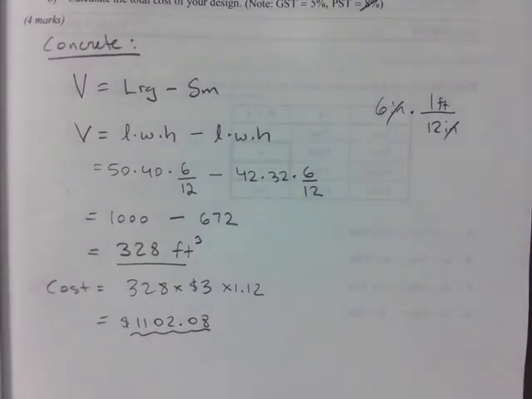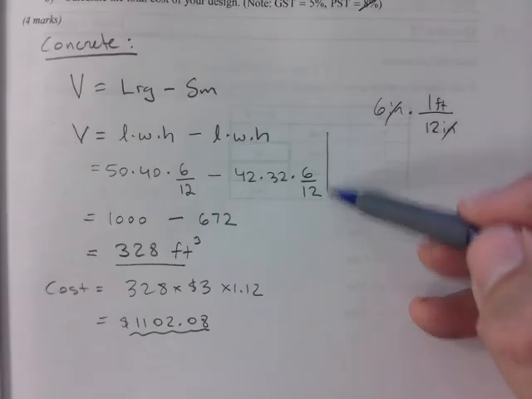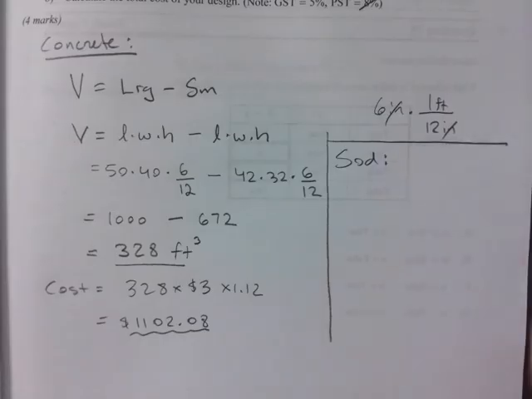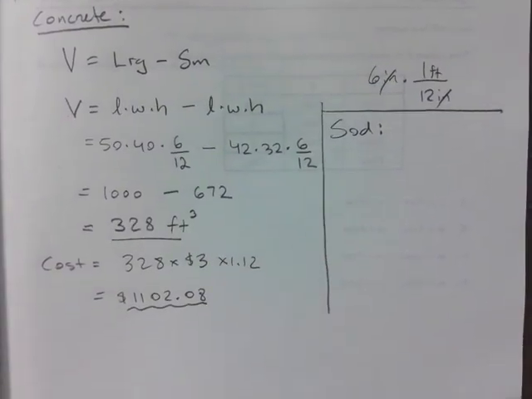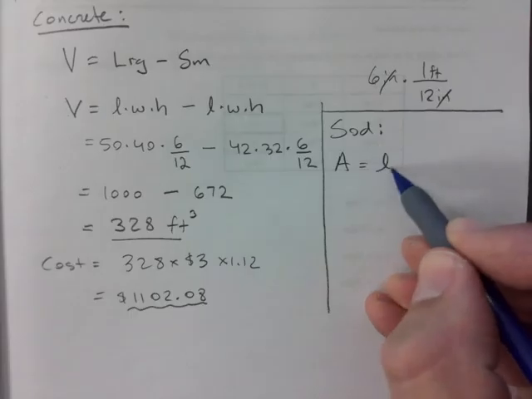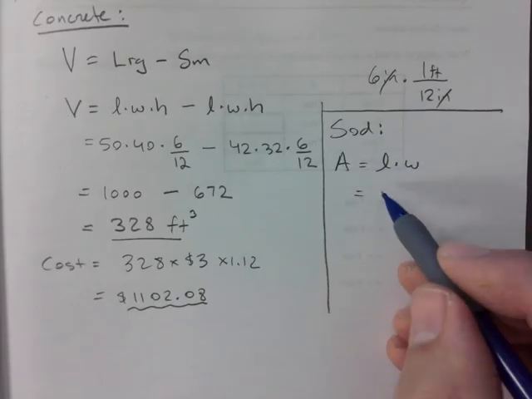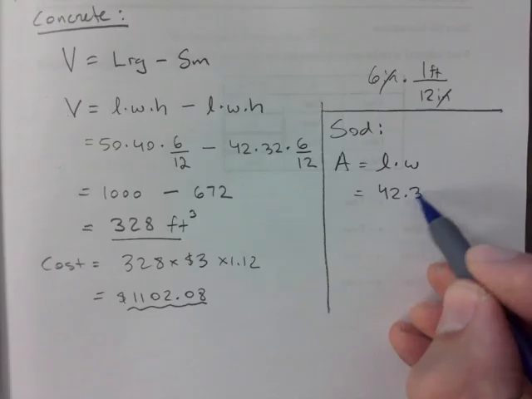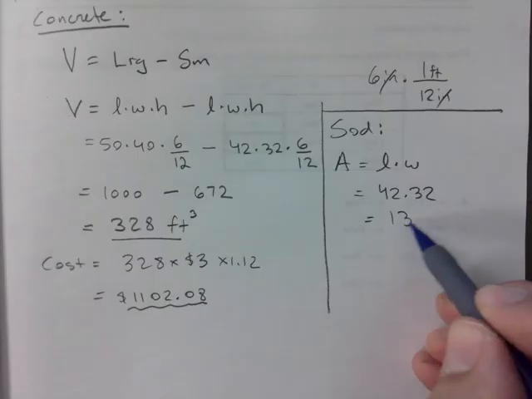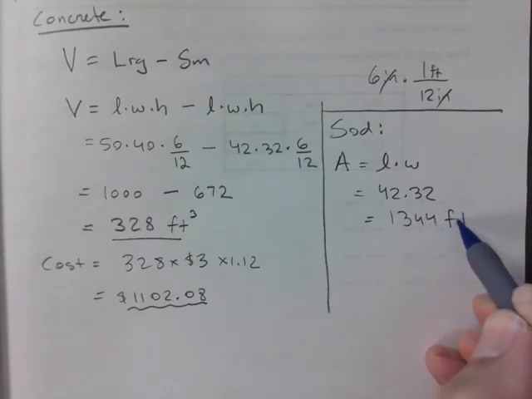We need to do the sod part yet. I'm going to do that on the side here. Sod. What do we need for sod? The price is in square foot. So we're going to go area. It's just length times width, which is 42 times 32. So that's 1,344 square feet.